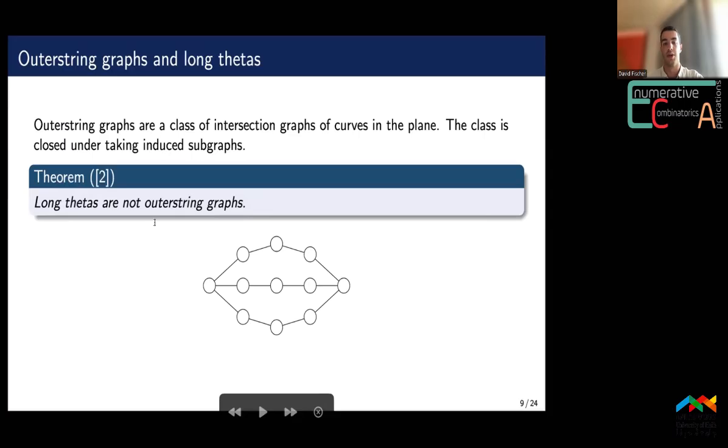So the next tool we use are called long thetas, which, to make it simple, a long theta is this graph or any subdivision of this graph. And what is important for this talk is that this graph is not an outer string graph and any long theta is not an outer string graph. So you don't need to know exactly what an outer string graph is for this specifically, because the way we're going to prove that our graphs are not outer string graphs is just by showing that they contain these long thetas as induced subgraphs.